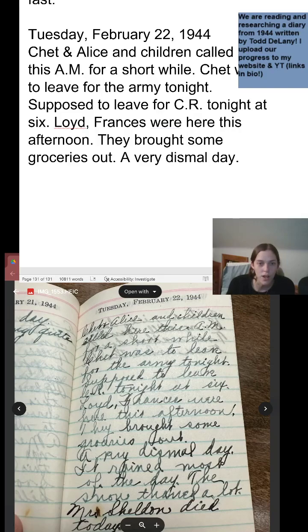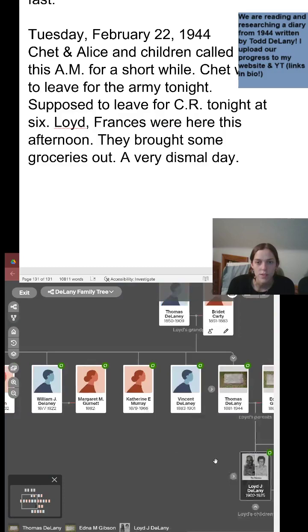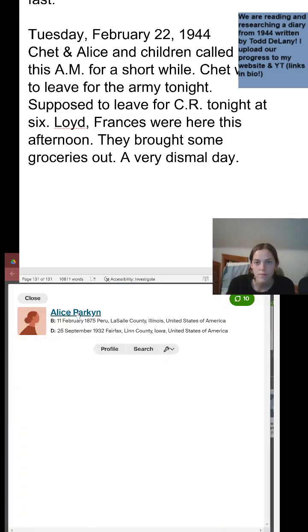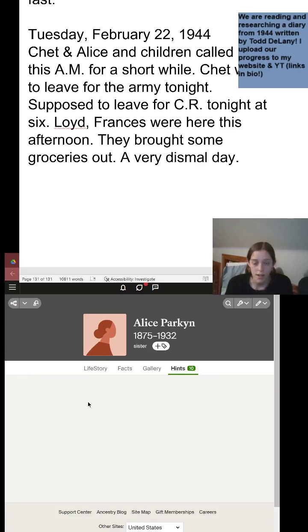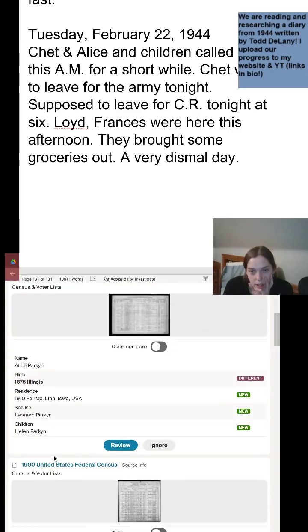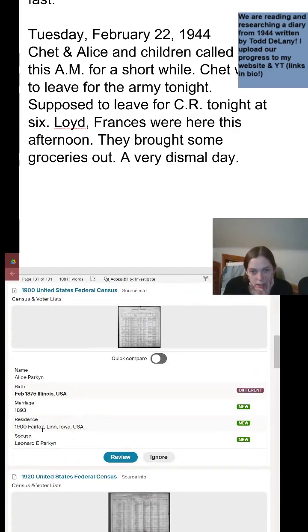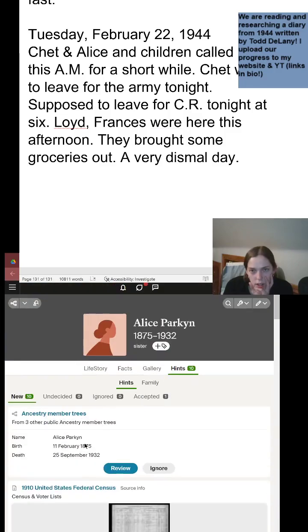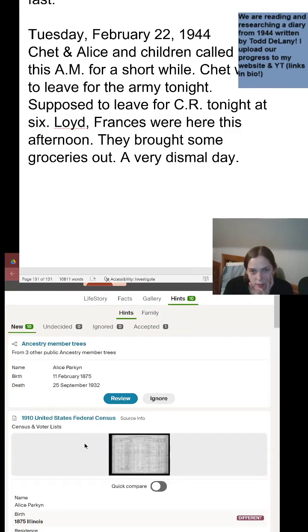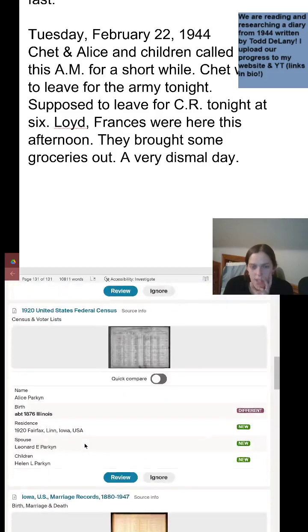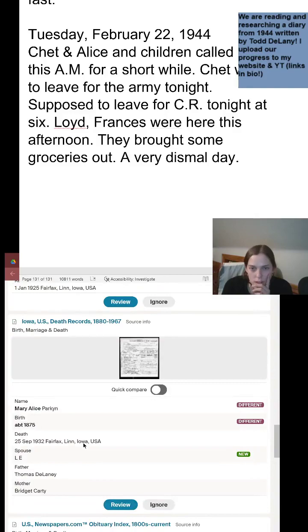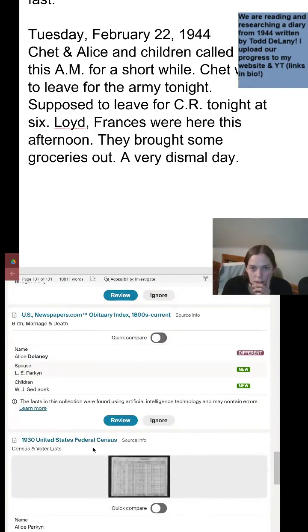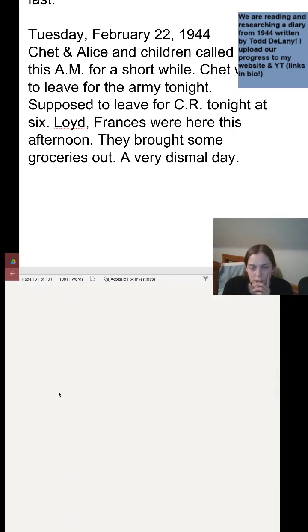You think it said she had a child named Alice, too. Let me see. I'm just going by the hints here, because I don't really know anything about her. We've got Helen... Now, I wonder if we could look in the latest census. She died in 1932, so if they did a 1930 census, do they have that in there? Oh, we've got an obituary. Maybe we can read it.